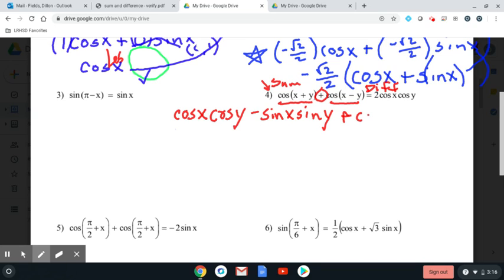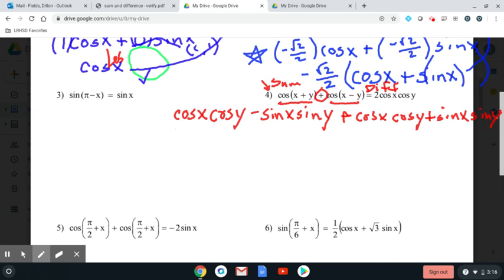And then I'm going to do the same thing with the difference identity from this right term. So that means I'm going to have cosine of x, cosine of y, plus sine x, sine y. Okay, so now we have both identities written out. And this is what I was saying before in problem number 1, why this step is so important.